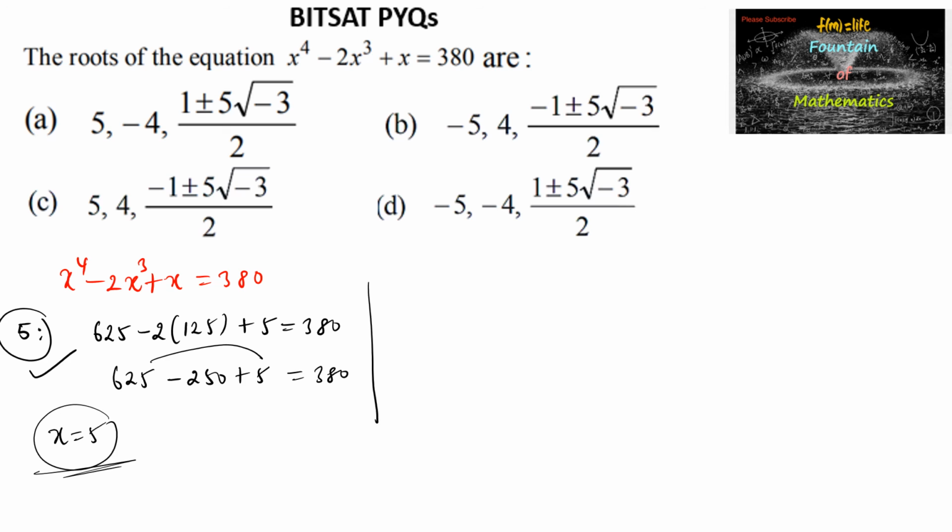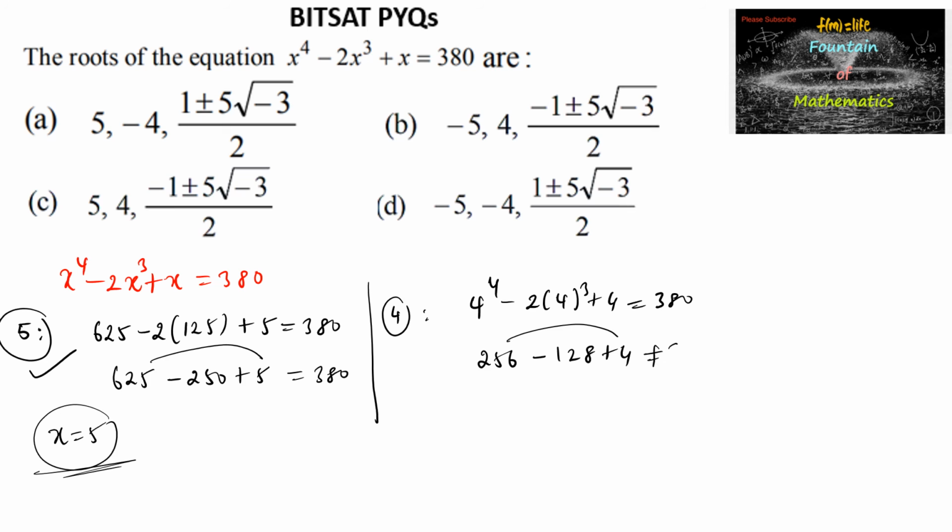And now coming to 4 or minus 4, let's check with 4. 4 power 4 is 256. So 4 power 4 minus 2 into 4 power 3 plus 4, we need to check whether it is 380 or not. 4 square is 16, 16 times 16 is 256, minus 2 times 64 is 128, plus 4. So 256 plus 4 is 260, minus 128 cannot be equal to 380. So we can say this 4 is not a root.